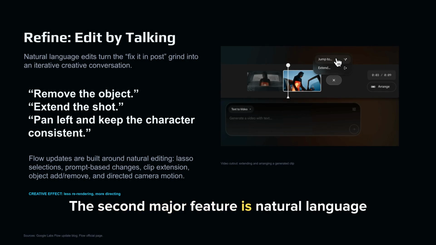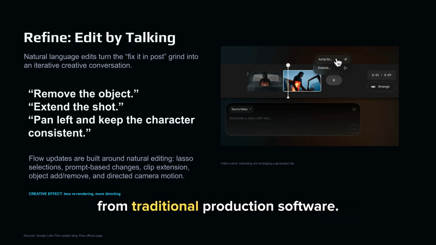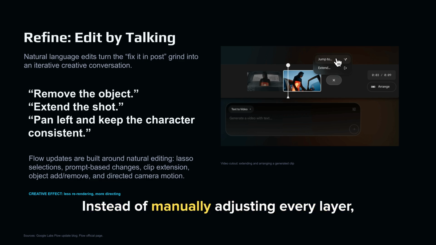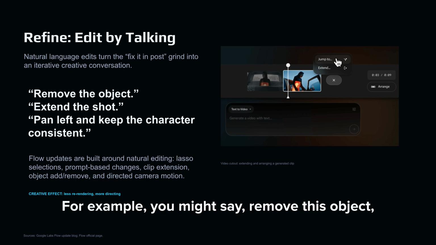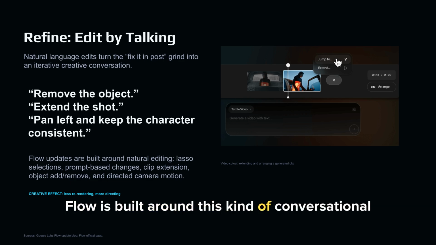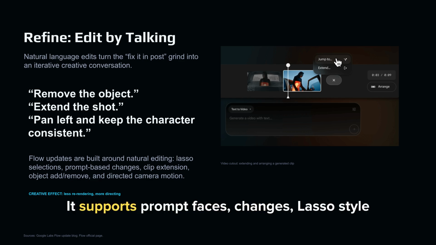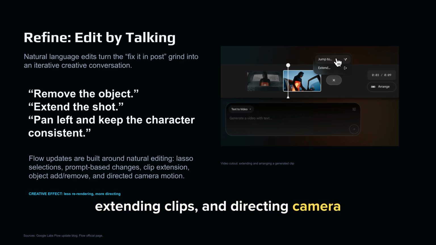The second major feature is natural language editing. This is where Flow starts to feel very different from traditional production software. Instead of manually adjusting every layer, timeline, mask, and effect, you can simply describe the edit you want. For example, you might say, remove this object, extend the shot, pan left while keeping the character consistent. Flow is built around this kind of conversational refinement. It supports prompt-based changes, lasso-style selections, adding and removing objects, extending clips, and directing camera movement.